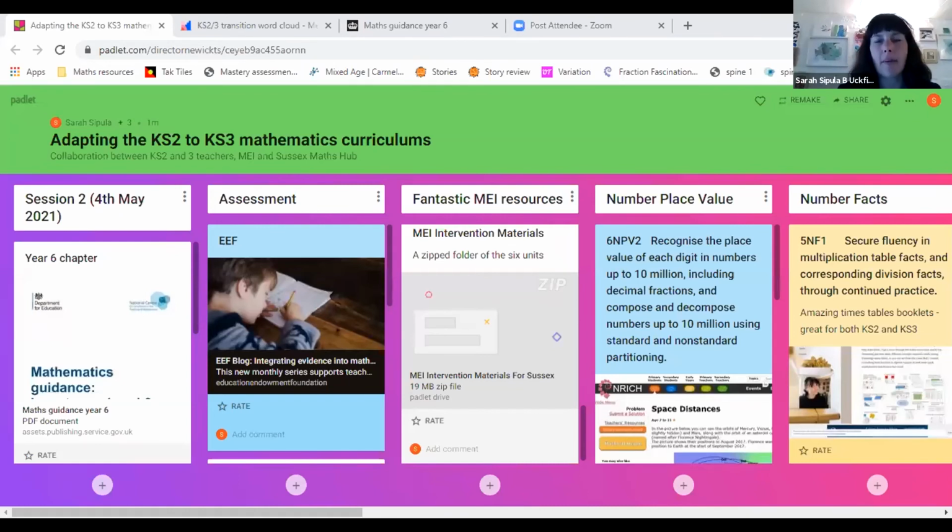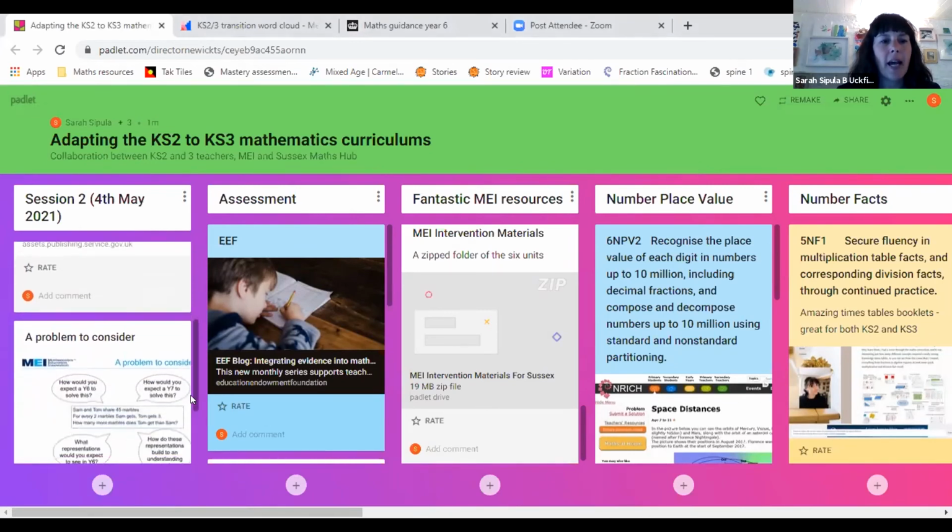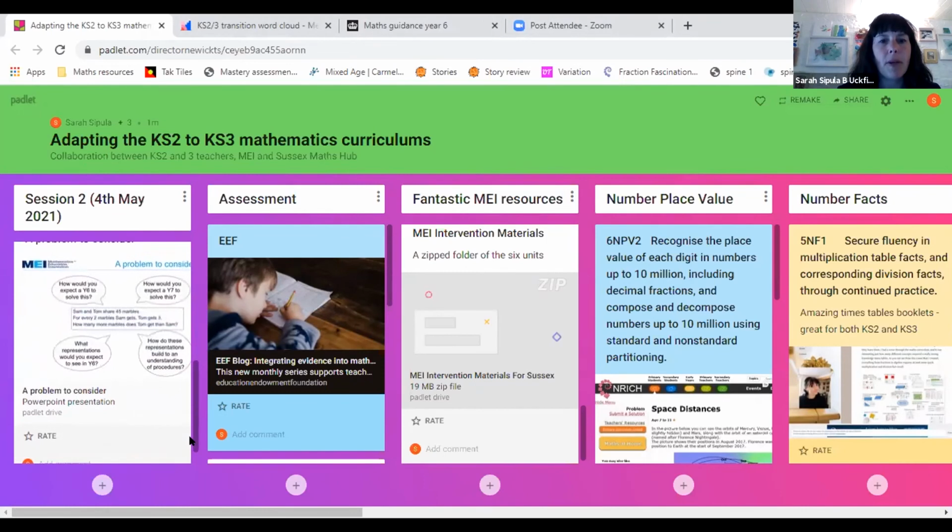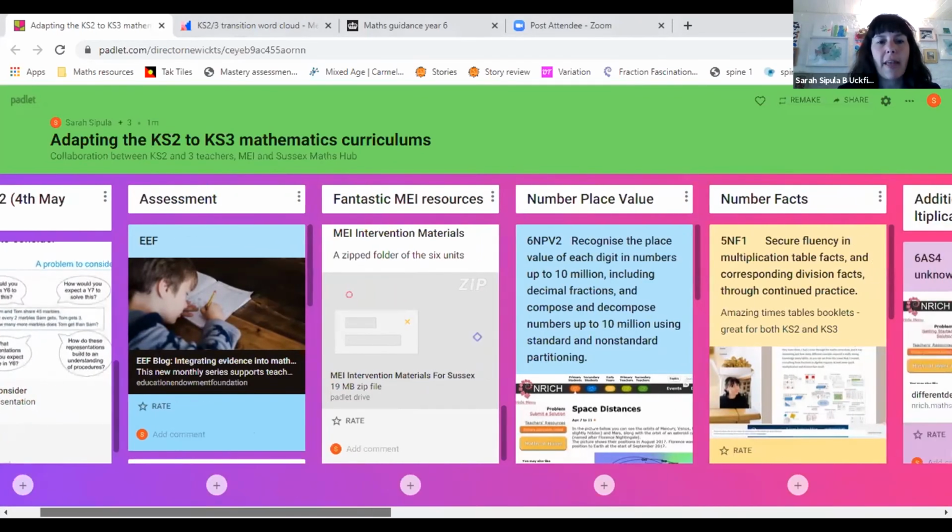Should I just share the Padlet please, so that people who haven't seen it before can see it. This is our Padlet, which we shared with you at the last session. Over here, there is a new section which says session 2, which is today's section. There's a year 6 chapter on ratio there that you can have a look at. And the problem which Alison shared with us today is there: how would you expect a year 6 to solve this? How would you expect a year 7 to do this? You could always use that if you're having transition meetings. And all of the other resources are there as before.